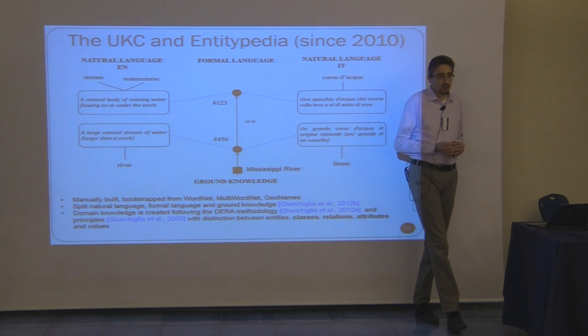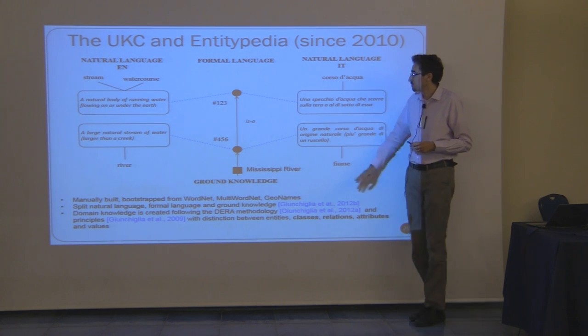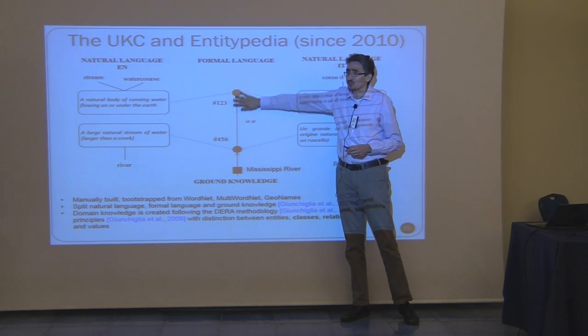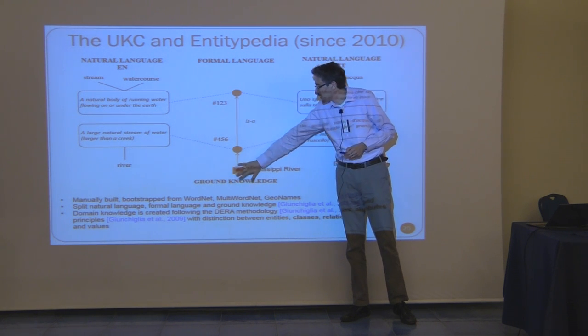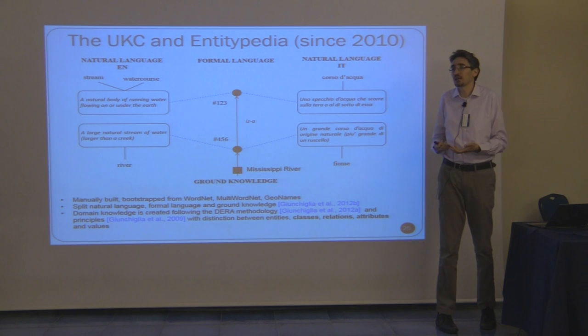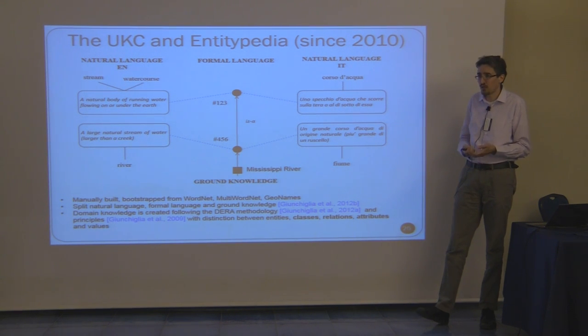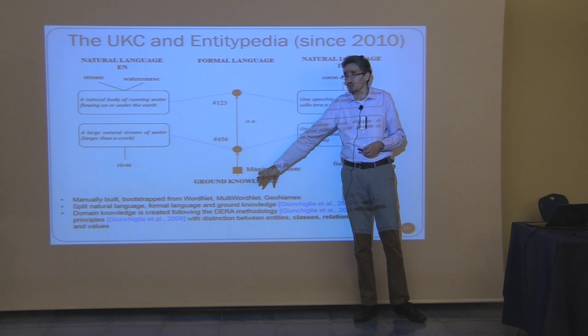For those of you who know about description logic, this part is what is called the T-box, the part providing the theory in general terms, and this is the A-box, what you know about the current situation that you are describing. Because this part can be recycled many times to describe different situations.